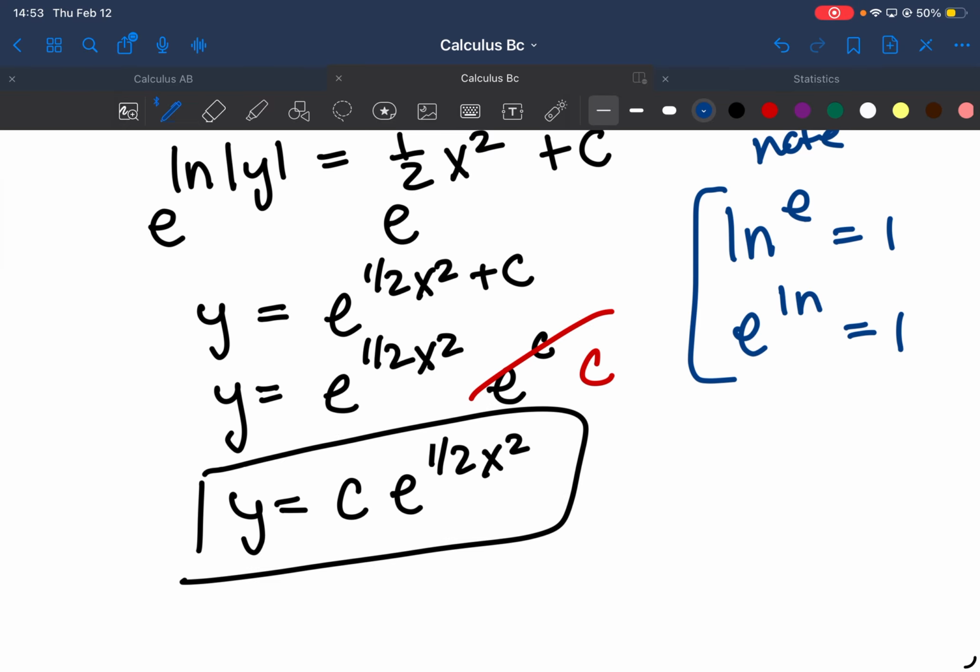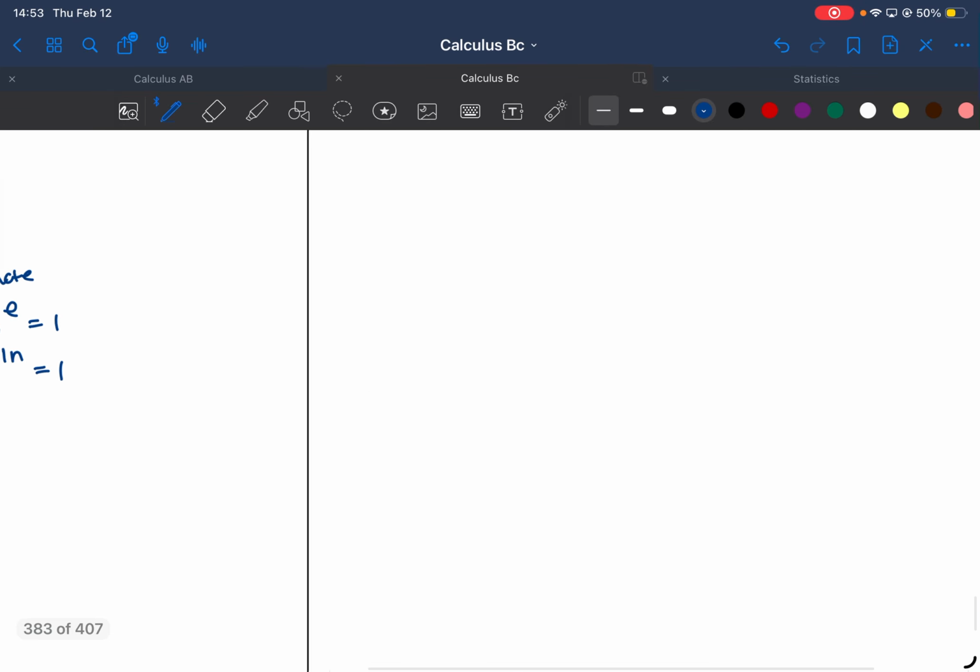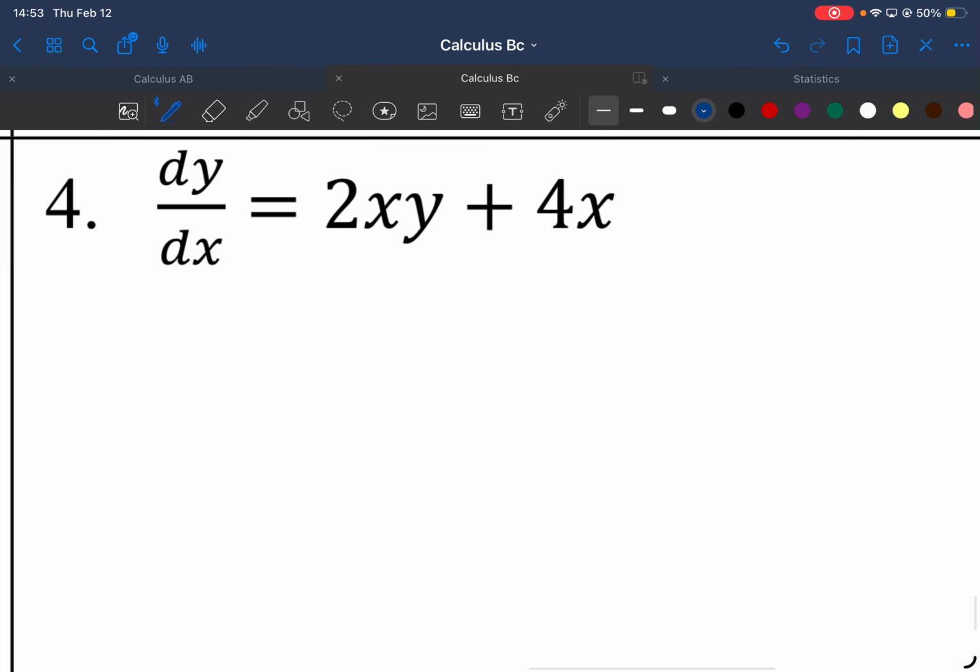Okay, then last one, number 4. Okay, so this time notice how I have an x in both. So before I can start separating my variables, what do I have to do first? Okay, factor by taking out the x. Just the x? The 2x. You take out a GCF, the greatest common factor. So if I take out a 2x, I'm left with y plus 2.